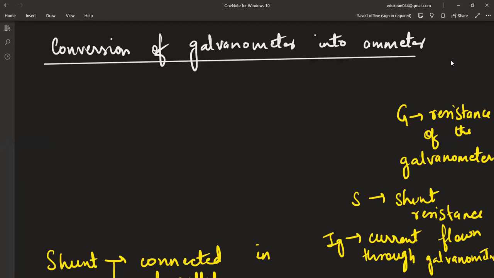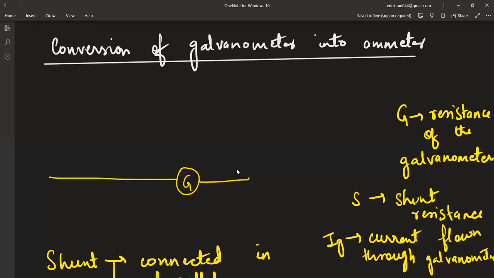If you have a galvanometer, suppose a galvanometer is present. Now I just have the galvanometer and the work of the galvanometer is to detect the current, right? Detect it, not tell the exact value of current. So if I want to convert it into ammeter, I want to find out the value of current and the values of resistances and all. So how will I do?